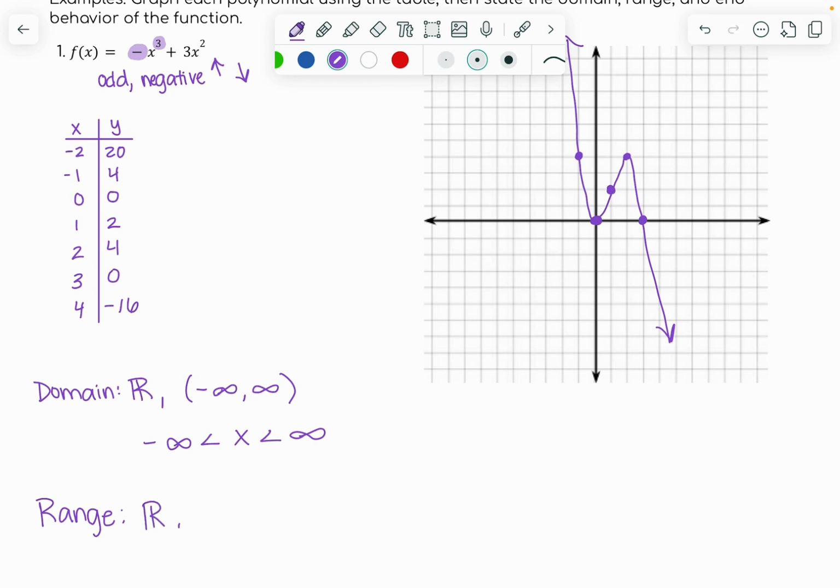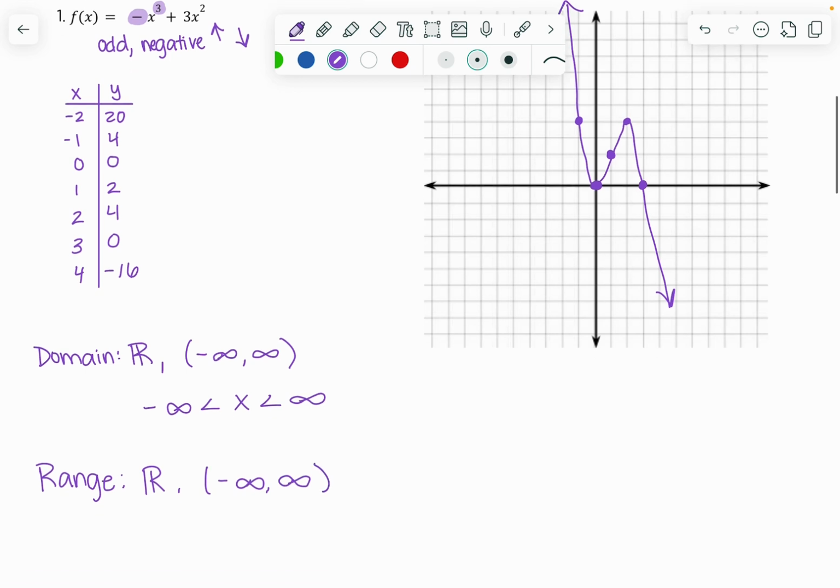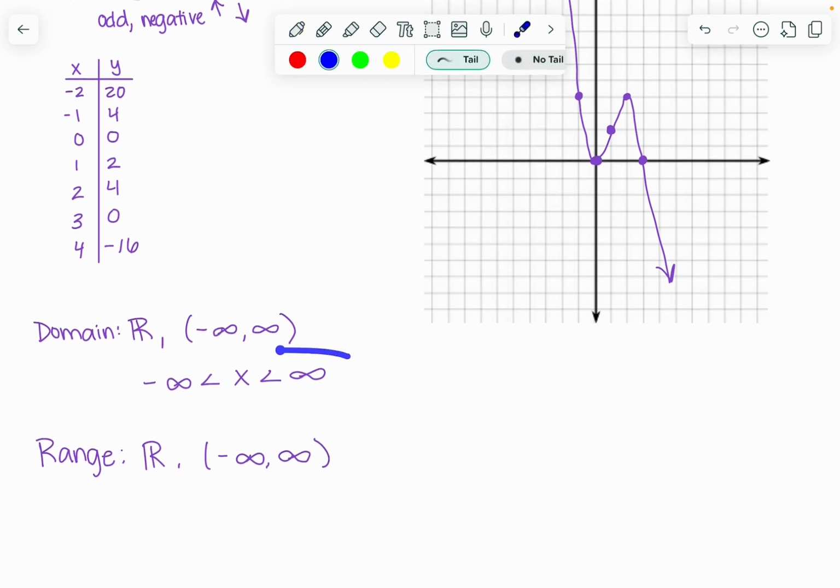So we can do the exact same thing as domain. The only one that changes is this guy, because domain refers to x's, range refers to y's. So instead of negative infinity less than x, it would be negative infinity less than y less than infinity.